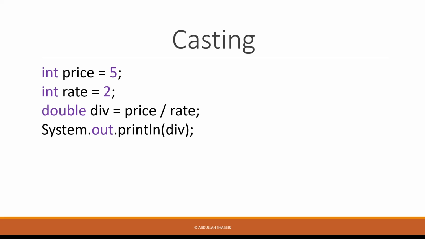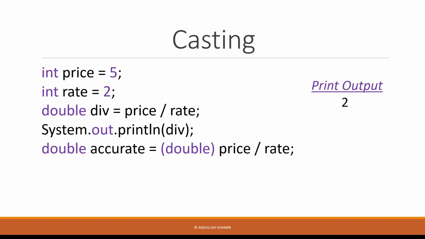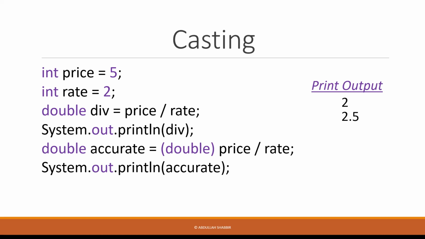So how do we force this division to calculate the accurate fractional answer? Remember that dividing two integers would result itself into an integer value. So if we print out this value of div here, it would just give us 2 instead of 2.5. However, if we try to cast one of the variables, say price, to become a double using this parenthesis surrounding the word double, this will force the division to result into an accurate value.